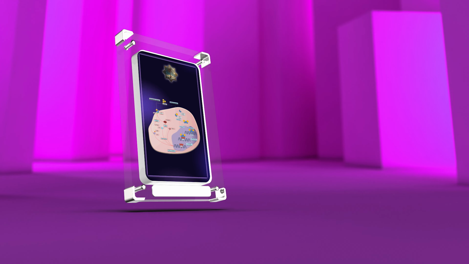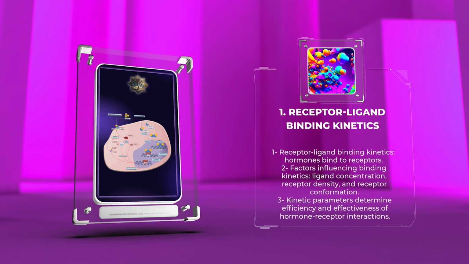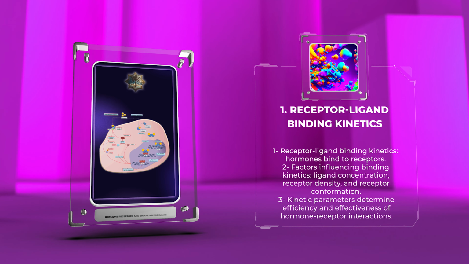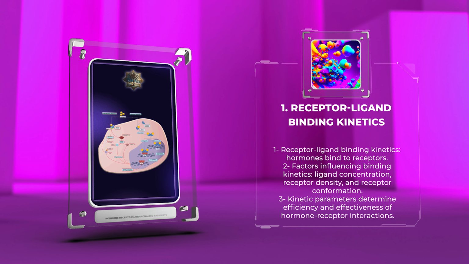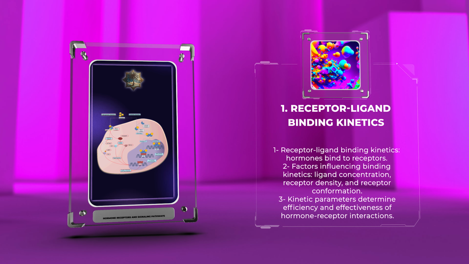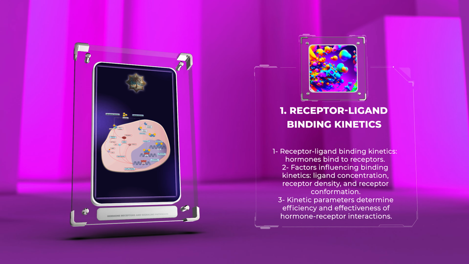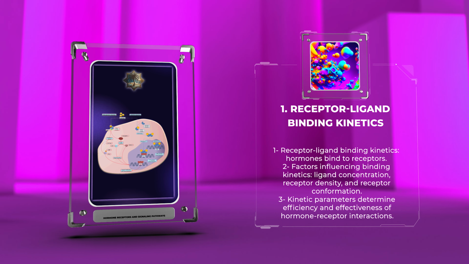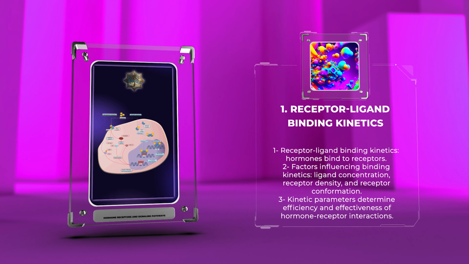Receptor-ligand binding kinetics involve the intricate processes by which hormones bind to their respective receptors. The binding affinity, rate constants, and equilibrium constants determine the overall efficiency and effectiveness of this interaction. Factors such as the concentration of the ligand, receptor density, and receptor conformation influence these kinetic parameters. This understanding aids in uncovering the mechanisms underlying hormone receptor interactions and allows for the development of therapeutics targeting these pathways.